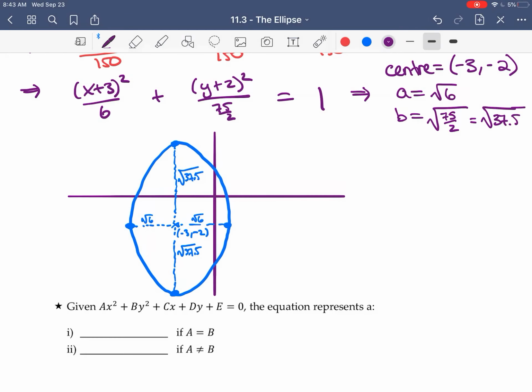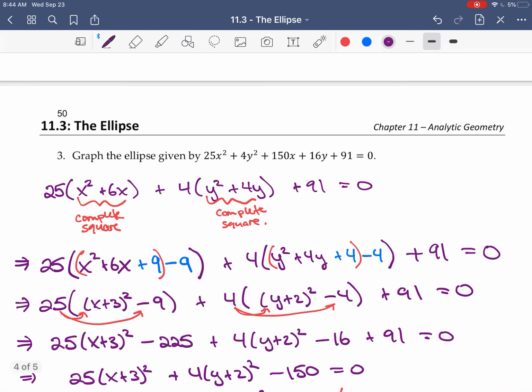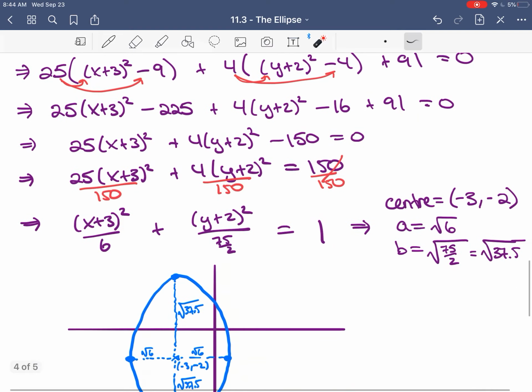Now when you're in this form, which I guess is the general form, it looks a lot like what we had for the circles in the last section. How do you know when it's not a circle, when it's an ellipse? Remember when we had the circle ones where we had coefficients in front of the x squared and the y squared, they were the same coefficient, so we could factor it out and get rid of it. Here they're different coefficients, so we could only factor out one of them. That's where the difference lies.